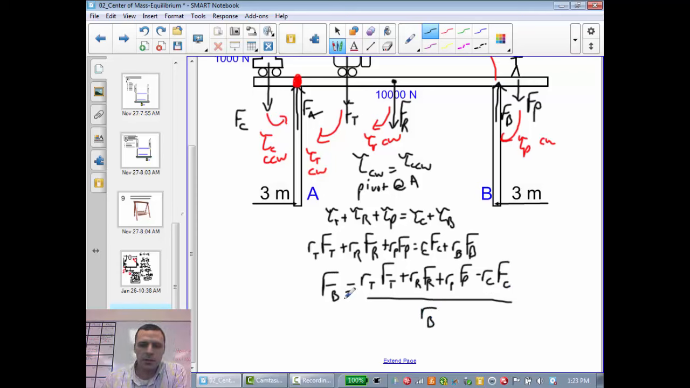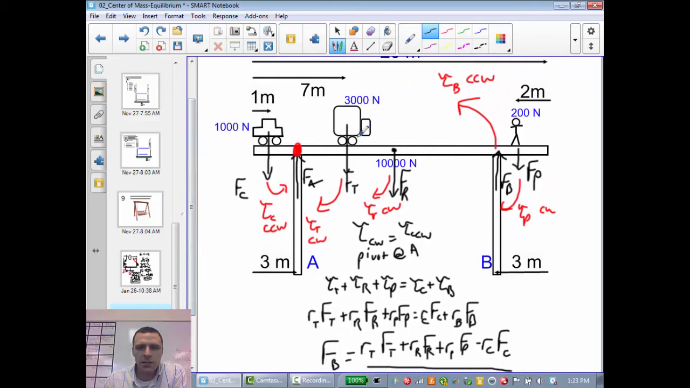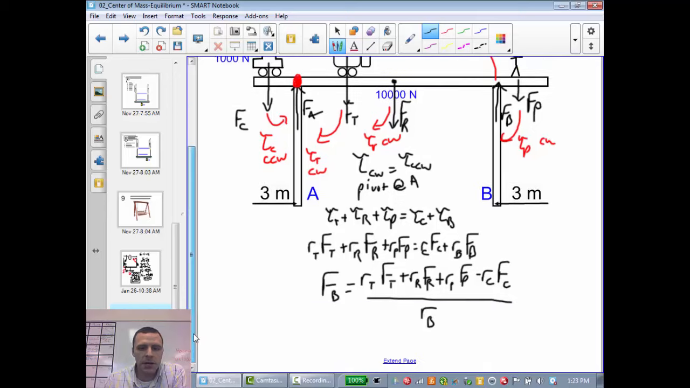So there's your solution for force B, and now I need to plug in the numbers. So let's see. I have to kind of go back and forth between the diagram and my equation. RT, how far is it from the pivot point to the truck? Well, the truck is 7 meters from the left end, but the pivot point is 3 meters from the left end. So 7 minus 3, it's only 4 meters from the pivot point.